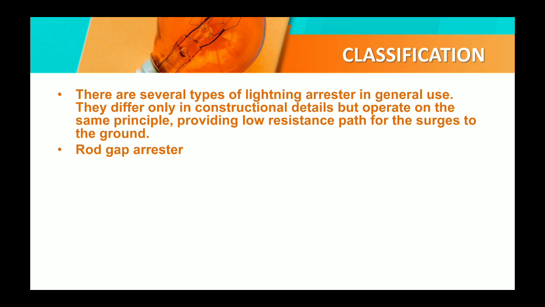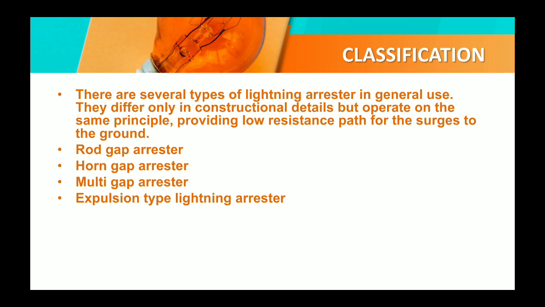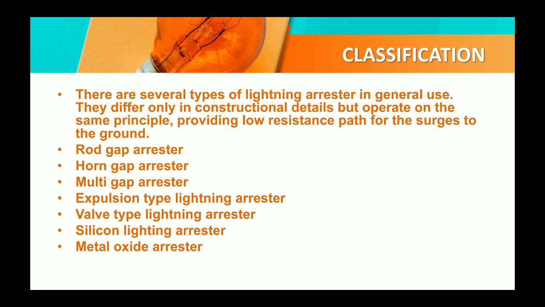The various types of lightning arrestor are: the first one is a rod gap arrestor, the second one is the horn gap arrestor, number 3 is a multi-gap arrestor. The fourth one is the expulsion type lightning arrestor. The fifth one is the valve type lightning arrestor. The sixth one is a silicon lightning arrestor. And the last one is the metal oxide arrestor.